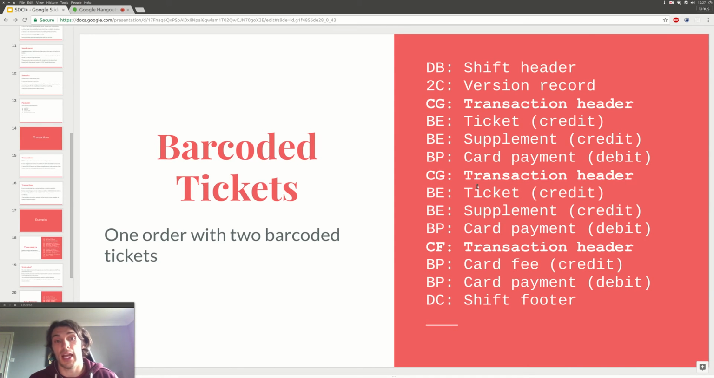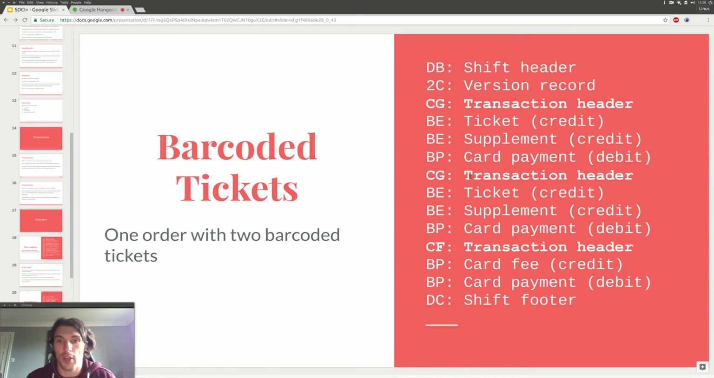Barcoded tickets. Again, this is another type of transaction you might see. This one's relatively new. In this example we have one order with 2 barcoded tickets, and here, rather than a CF transaction header, we have a new one called a CG transaction. Inside of that CG transaction we have a BE ticket, so it's not a supplement, it's a normal ticket record, followed by, let's say, the reservation supplement, also a BE. As the transaction has to balance, you need to have the payment.